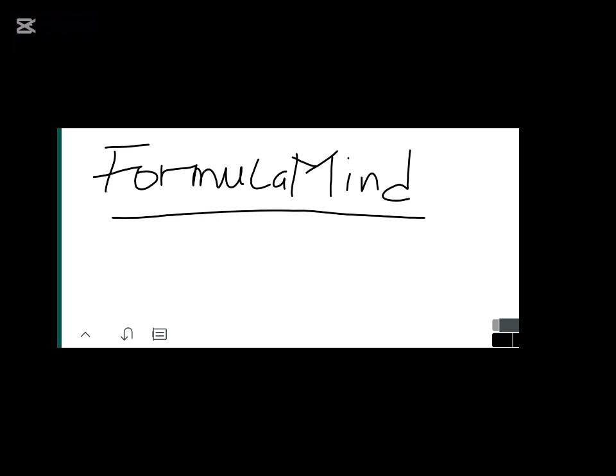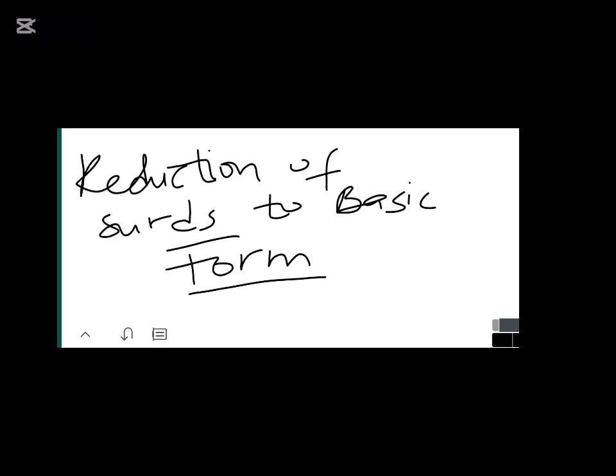So today we continue with the topic sets, and we are taking one of the most important basic topics under sets. Today we are looking at reduction of sets to basic form. Reduction of sets to basic form. We are going to learn how we can reduce complex forms of sets to their basics.